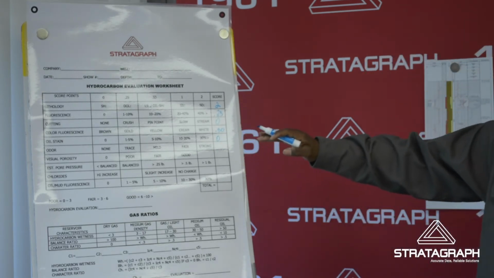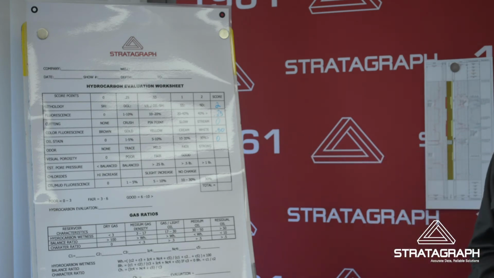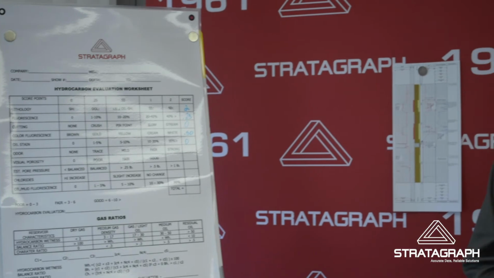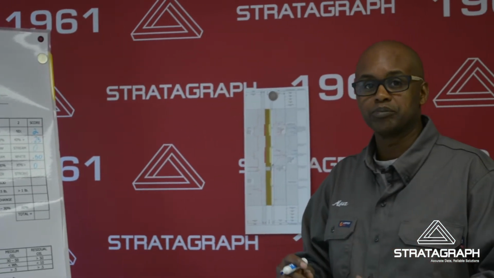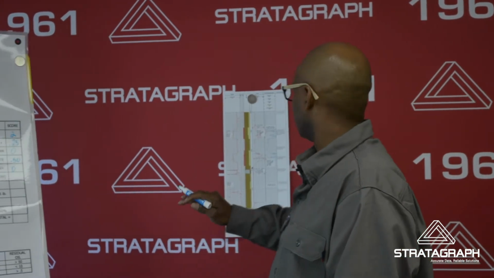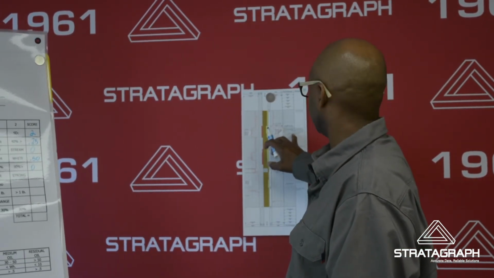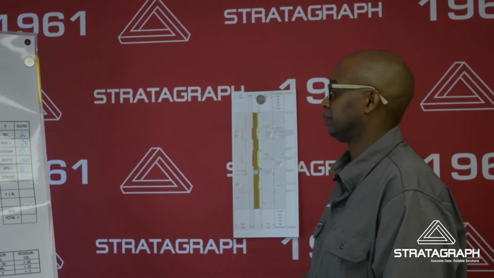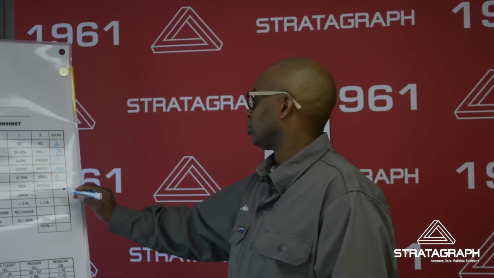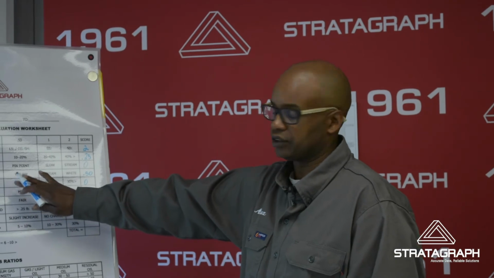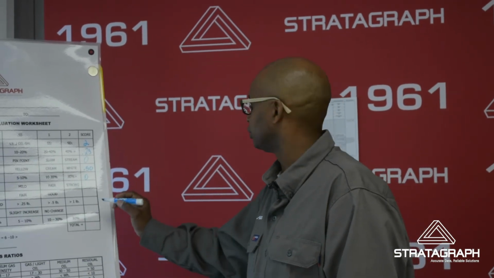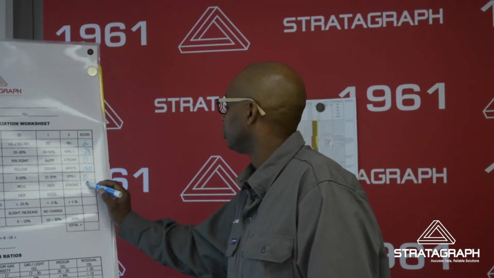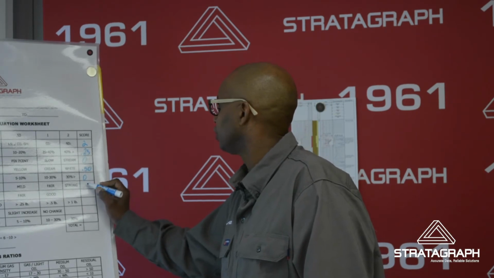And for the odor, you would get that while collecting your sample, smelling at the possum belly to see what kind of odor you have. It will not be on your strip log evaluation. So we'll put a trace for odor for this. 0.25.